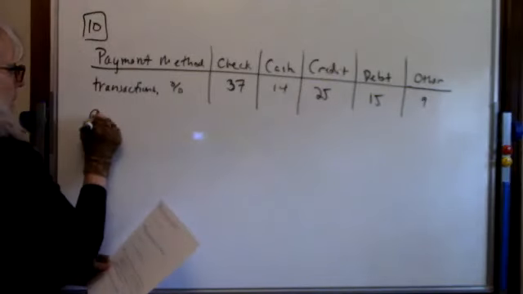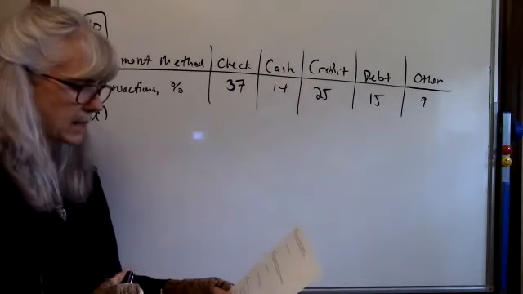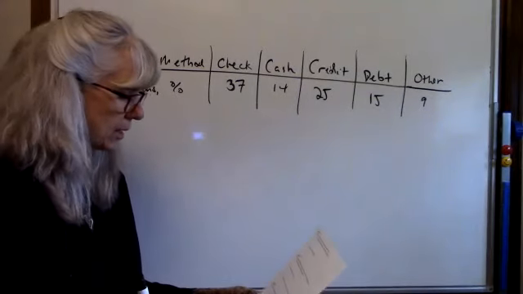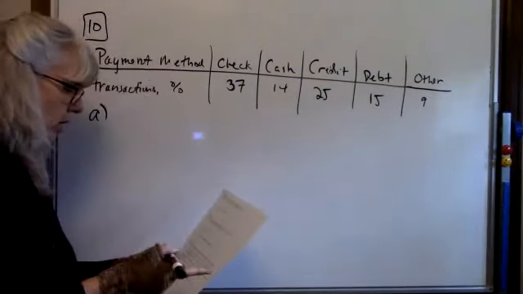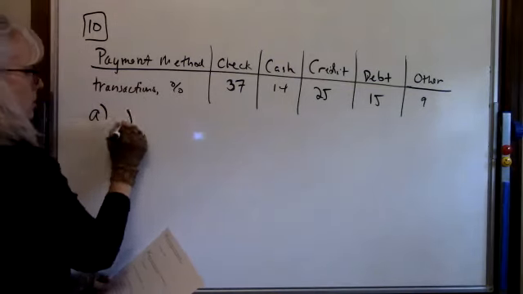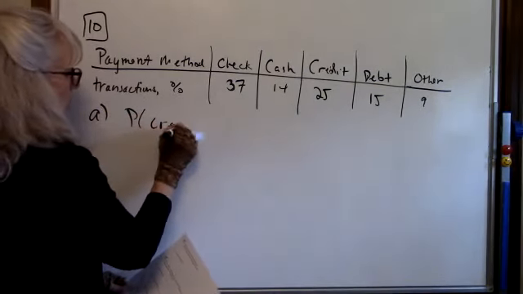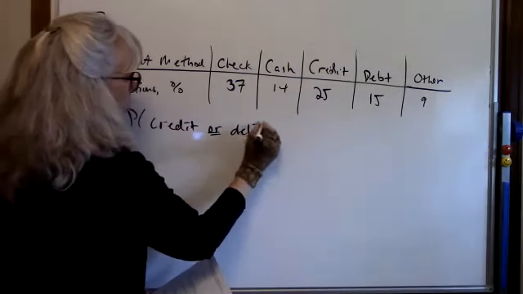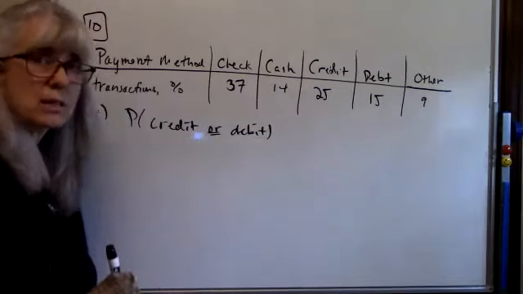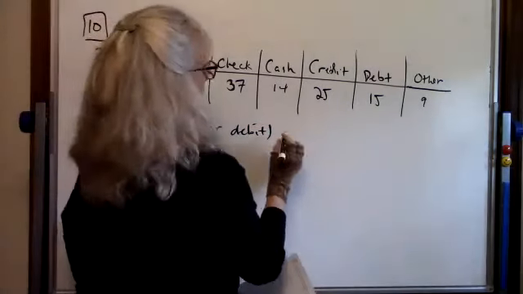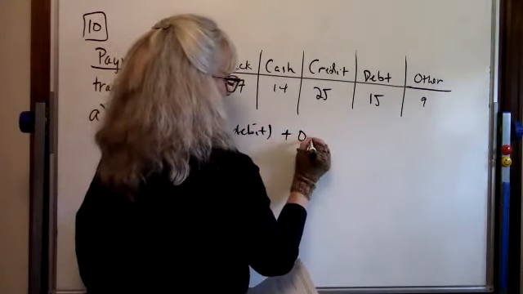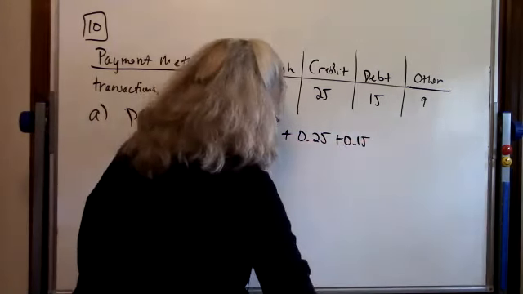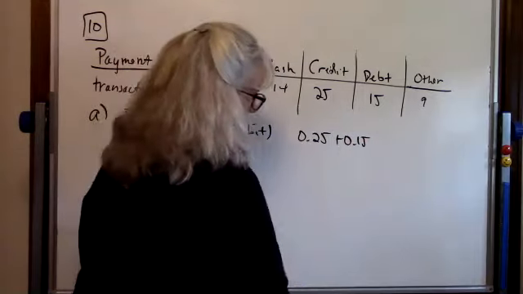So if a transaction tracked in this survey is selected at random, what's the probability that the transaction was paid for with a credit card or a debit card? So we're looking for the probability of a credit or debit. And because that word or is in there, I know that I can add those individual probabilities together. So the credit card was 0.25. The debit card was 0.15. So 0.25 and 0.15 gives me 0.4 or 40%.